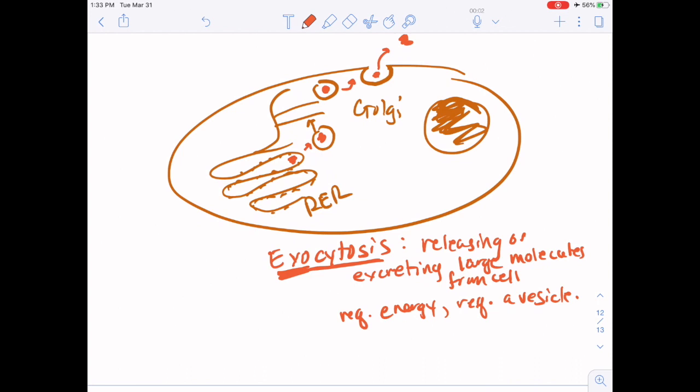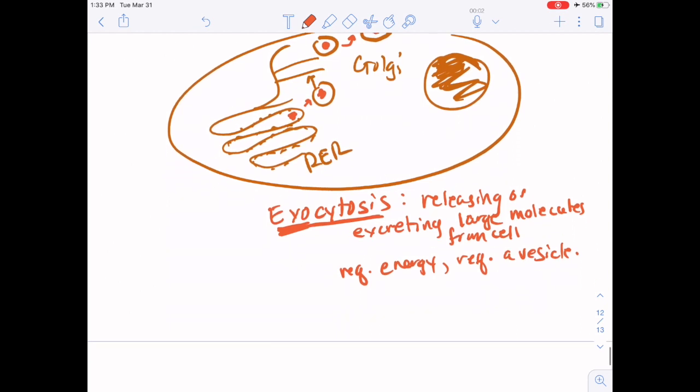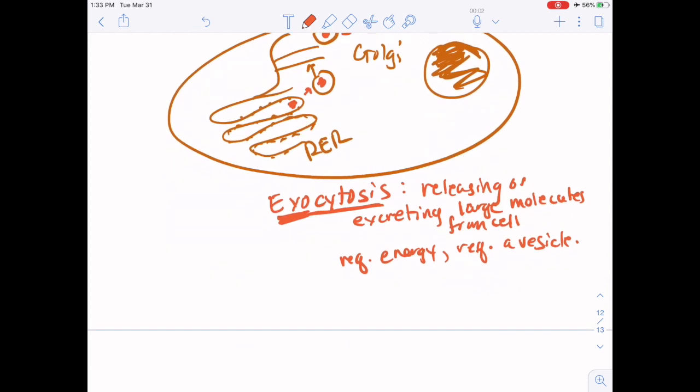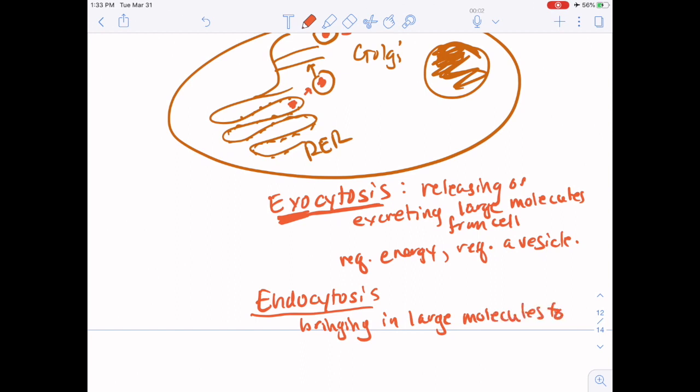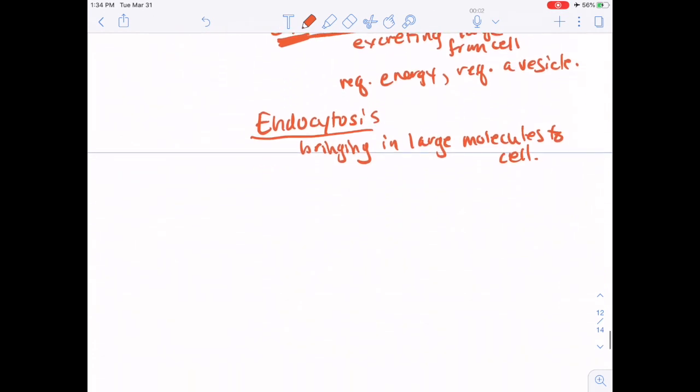But I want to show you the opposite of that now. The opposite of exocytosis, the opposite of exo is endo. Endocytosis is bringing in large molecules into the cell. Bringing in large molecules to the cell. Endocytosis. And it can be done a couple of ways.